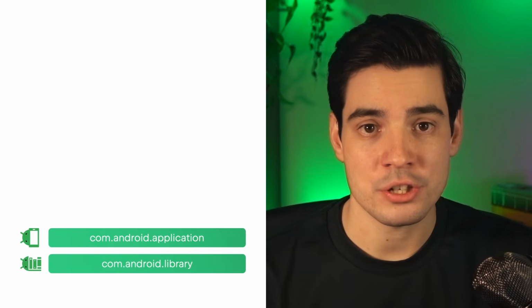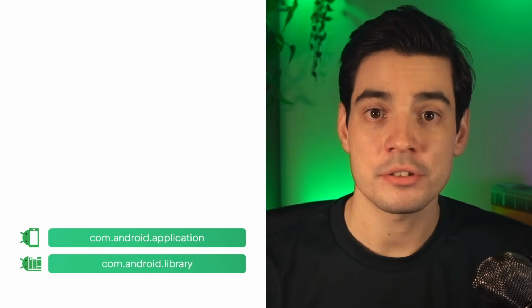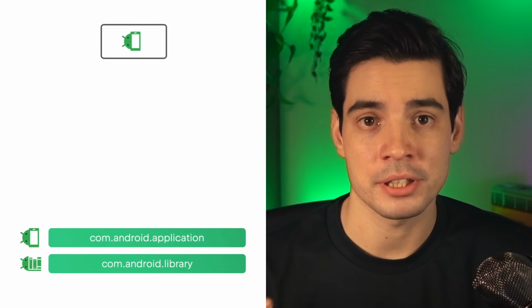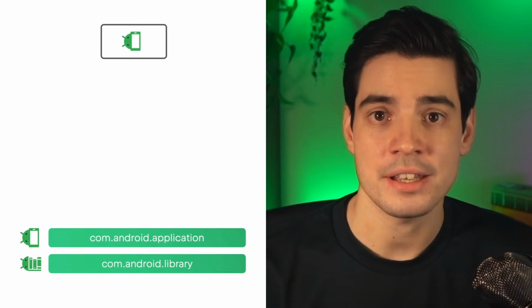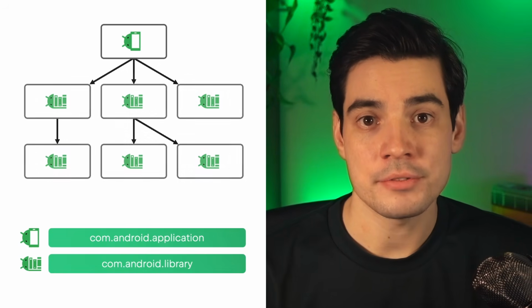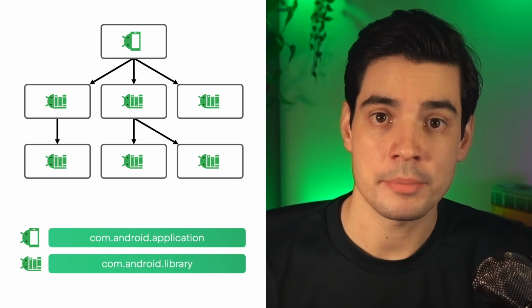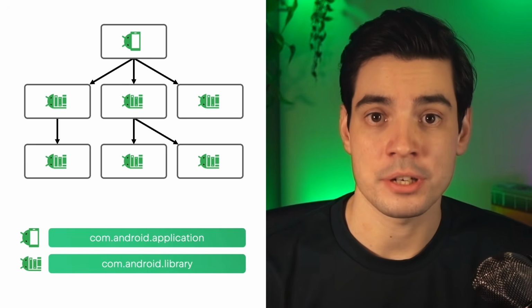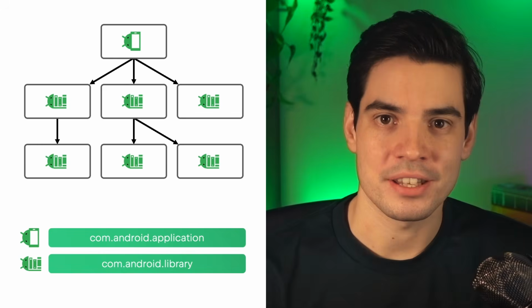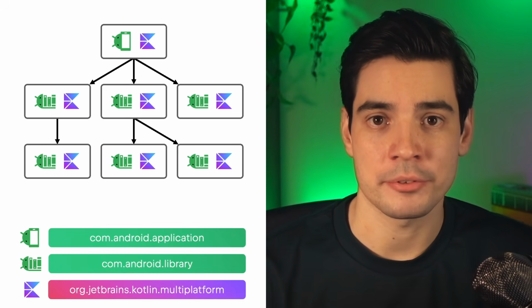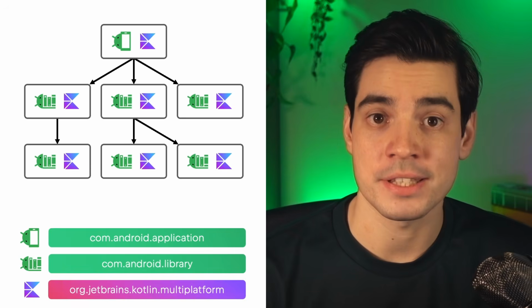Previously, AGP contained two plugins that you could apply in your modules to make them Android modules, an application plugin and a library plugin. Modules that use the application plugin would be, well, applications. So you can build those into an APK, launch them on a device, and publish them to a store. And then you'd use the library plugin for all your other modules that are there to just modularize your code base, or you would use this if you are actually publishing libraries instead of an application. If you were using AGP in a multiplatform context, you could add the Kotlin Multiplatform Gradle plugin from JetBrains to both of these types of modules.